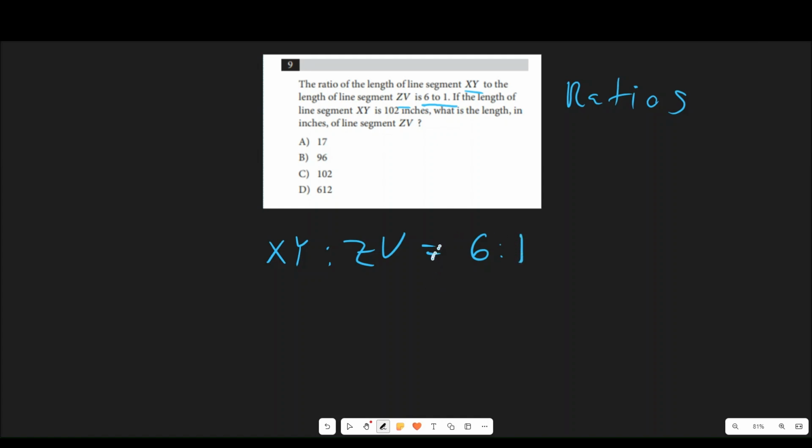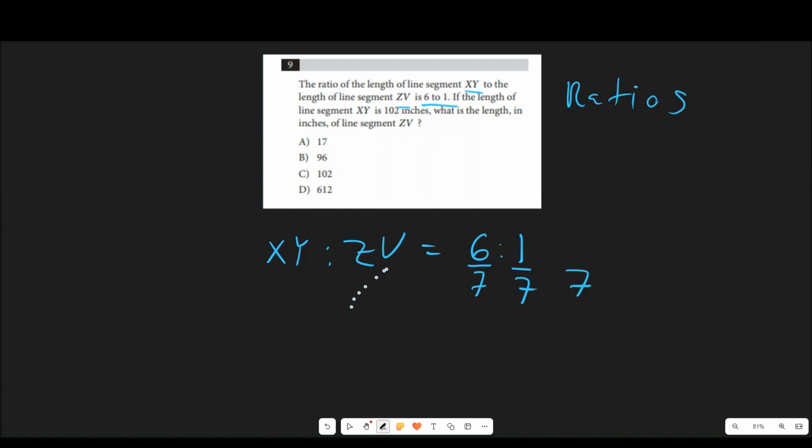So whenever you have ratios, you should think of these as two separate parts of a greater whole. What I mean by that is you can imagine this is 6 parts and this is 1 part, and together they make how many parts in total? 7 total parts, right? So remember, when you think of ratios, just think of these as parts, okay? So now that we have that settled, we know that this would be 6 out of 7 parts to 1 out of 7 parts, right?